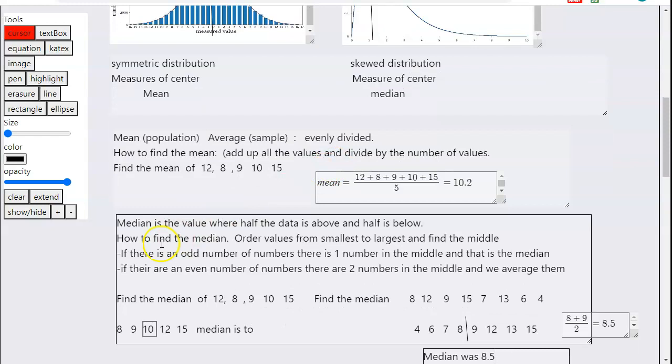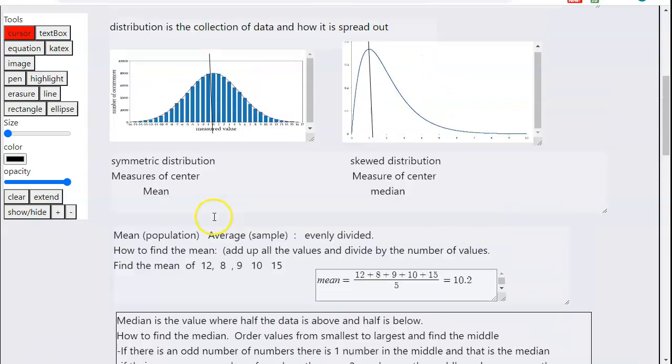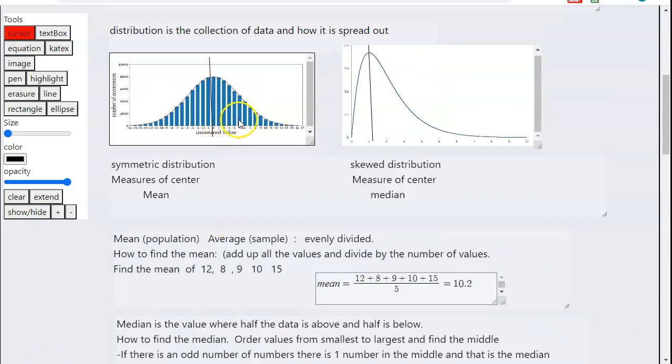Now go ahead and complete the assignment. We'll talk about it more later, and next time we'll talk about a measure of how spread out the data is.